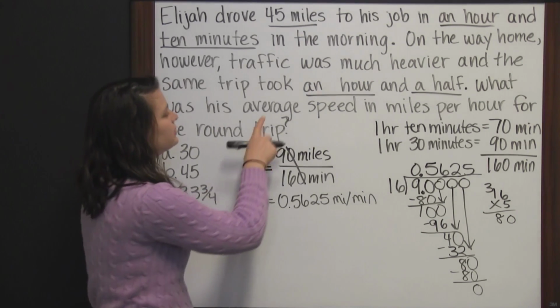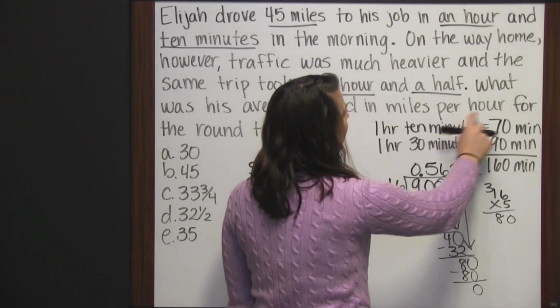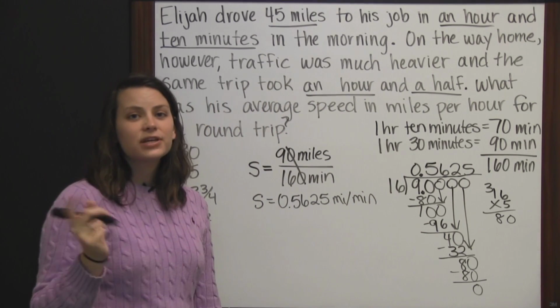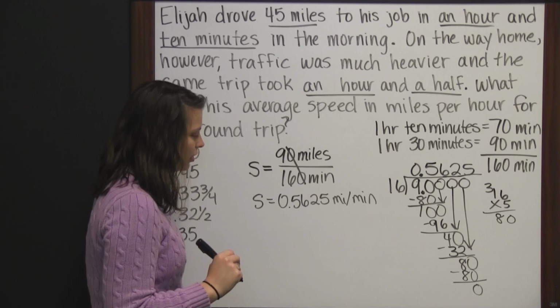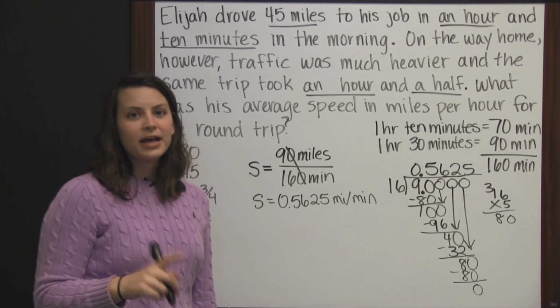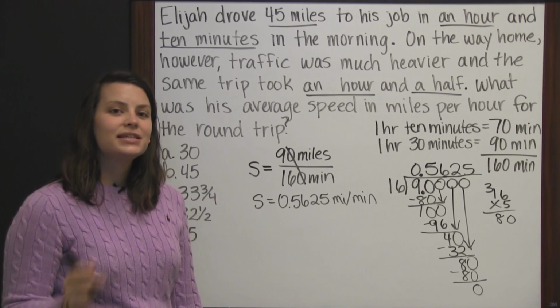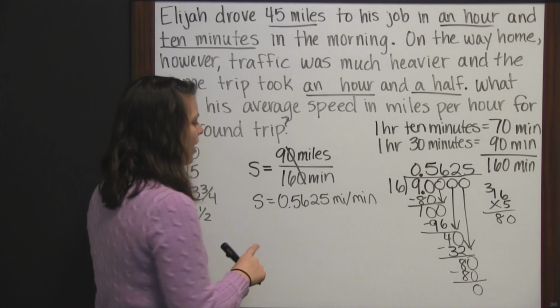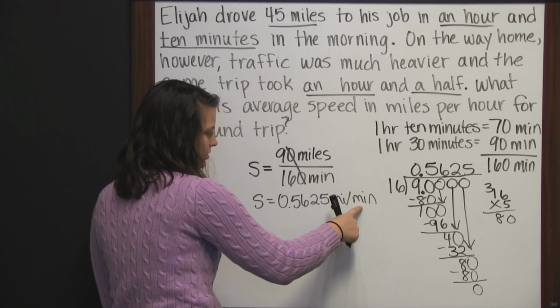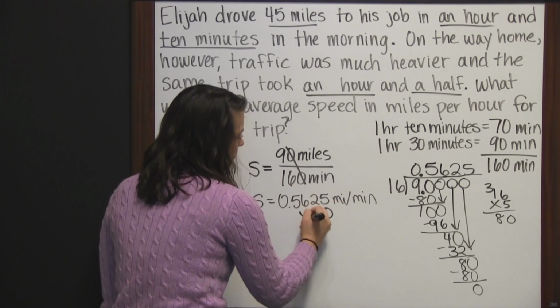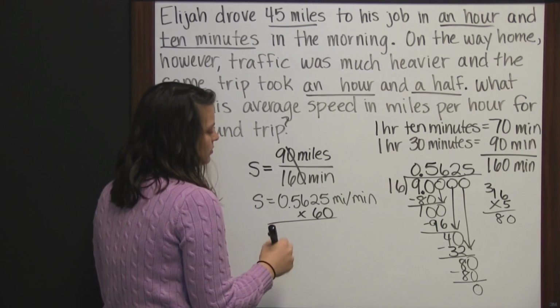They asked us for his average speed in miles per hour. So now I have to convert this speed into miles per hour by multiplying it by 60, since there are 60 minutes in 1 hour. So if he travels this speed every minute, then we multiply by 60 to find the speed in miles per hour.